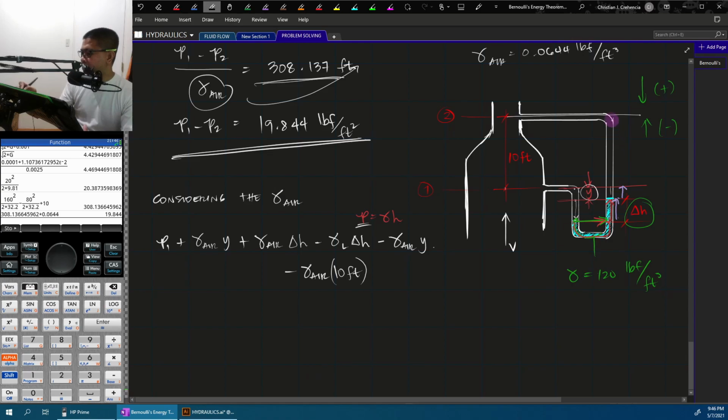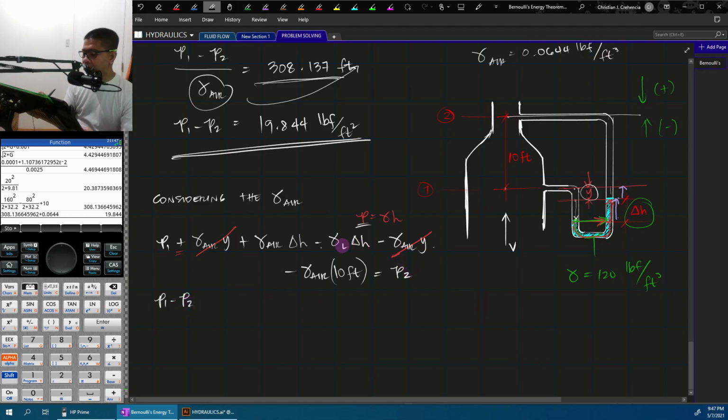So where did we stop? At the level of point 2. So all of this will be equal to the pressure at point 2. We can cancel the unit weight of air times Y. We have a positive here and a minus of the unit weight of air times Y. Same value, one plus, one minus. So, we can cancel that. Okay? Let's combine P1 minus P2.